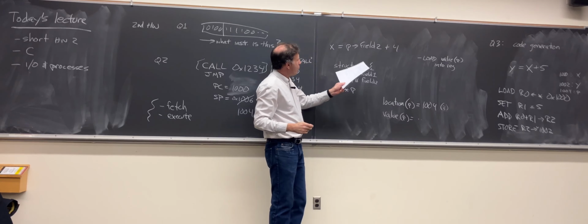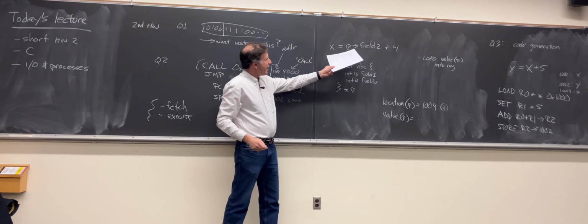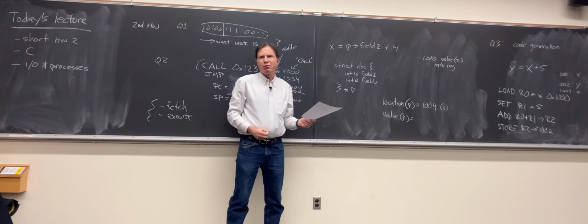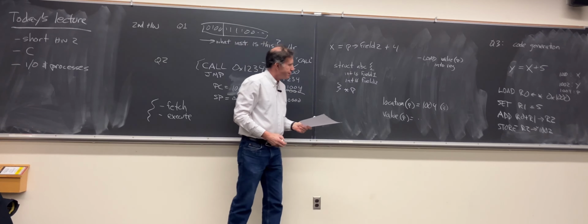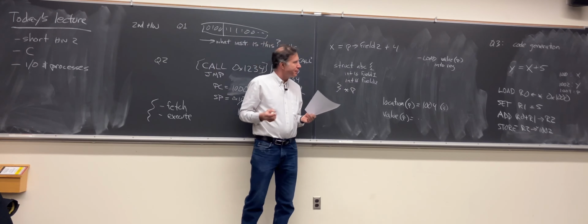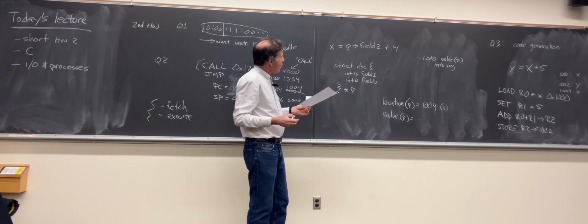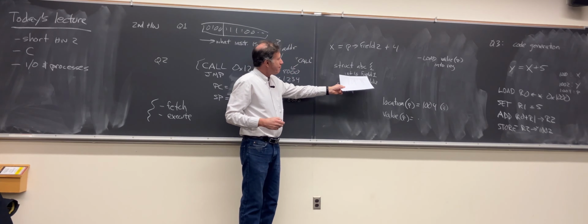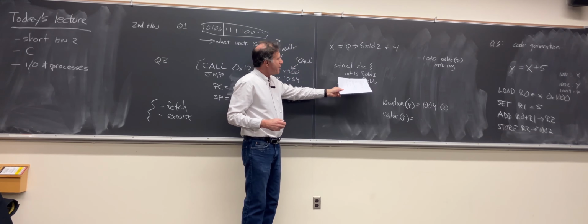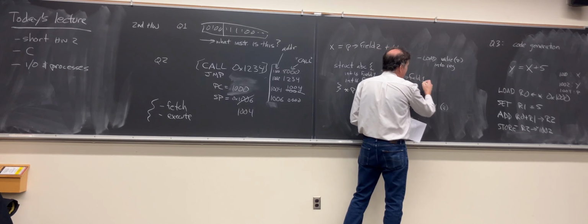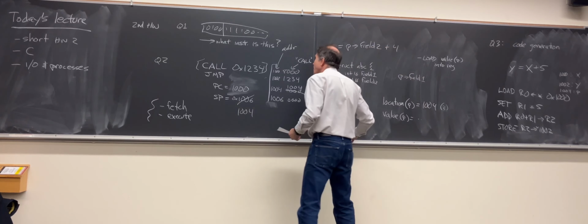Now, if we have the value of p in a register, let's say the value of p is 2,000 for a nice round number. What's the address of... let me back up.